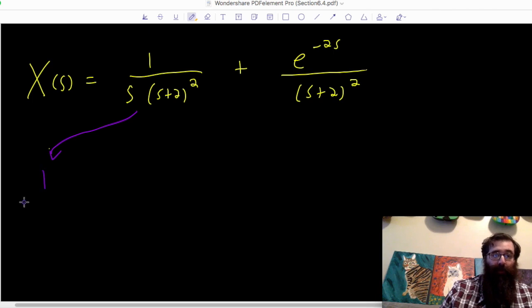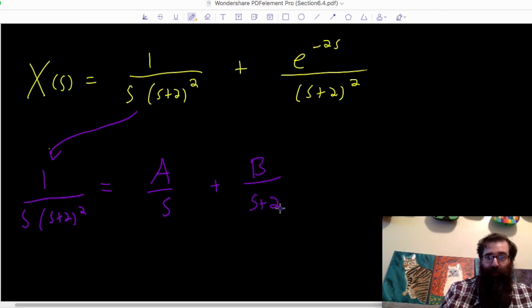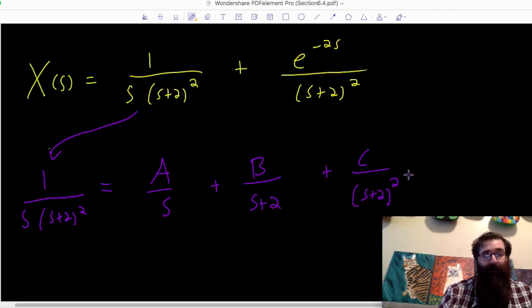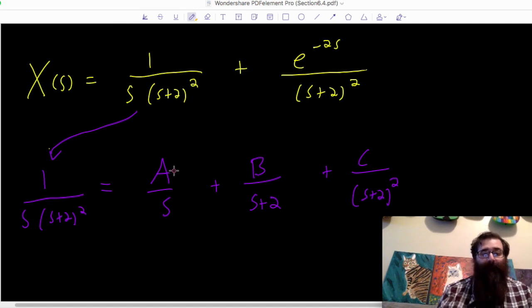So here I have 1 over S times S plus 2 squared. I can do a partial fraction decomposition, a case 1 and a case 2, that's what I have. I'm going to have A over S plus B over S plus 2, but then building to that multiplicity, I'm going to need C over S plus 2 squared, and that's the case 2 partial fraction decomposition coming in. But now I want to build back to that common denominator.